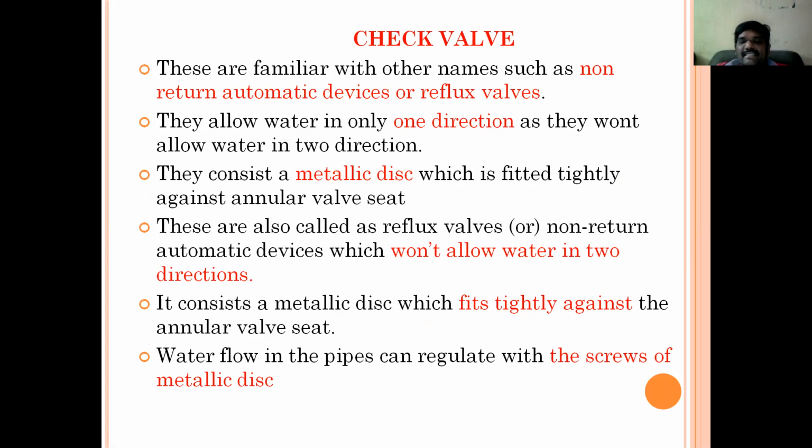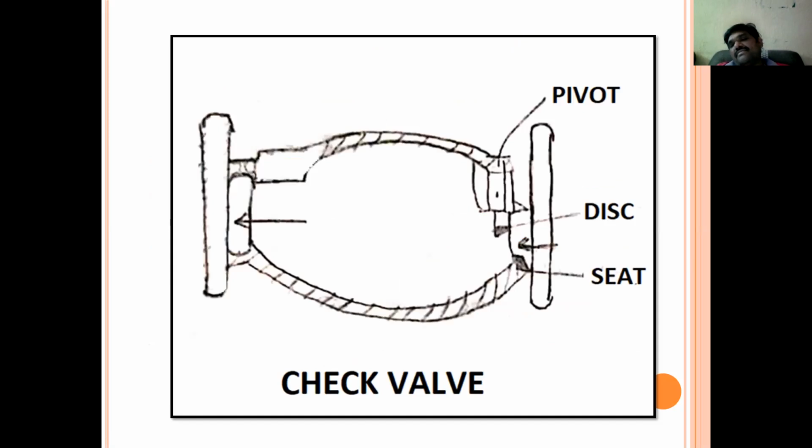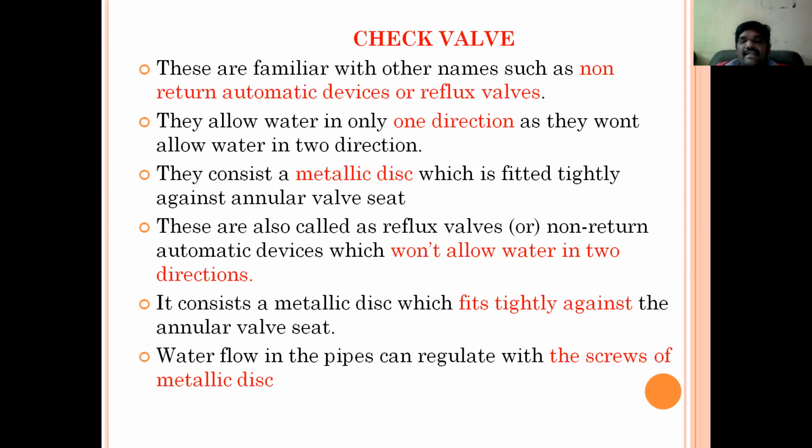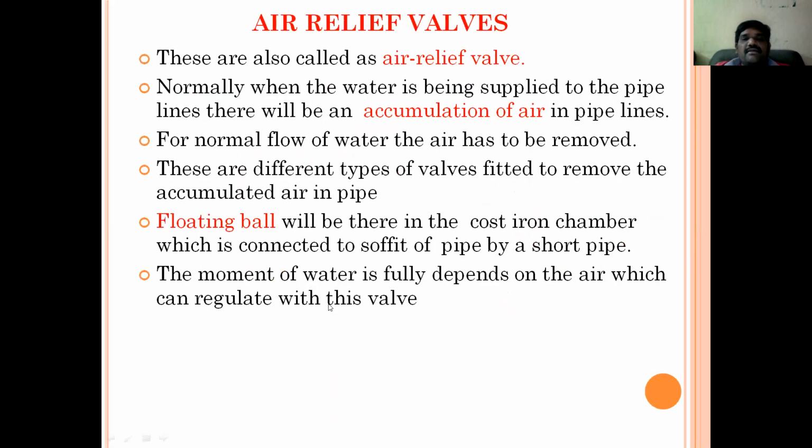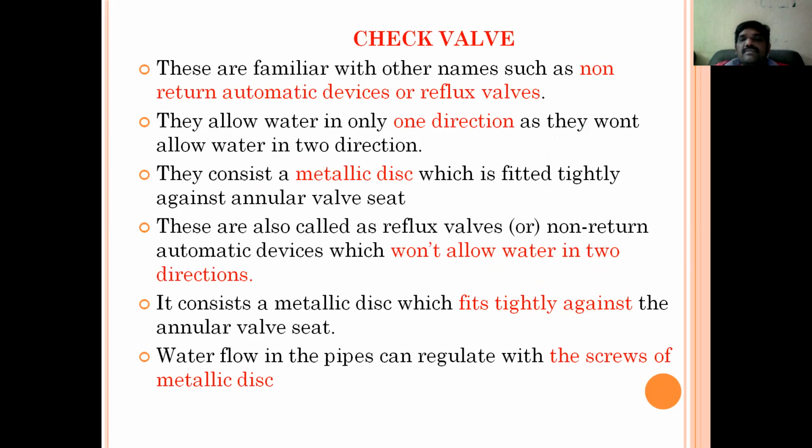They consist of a metallic disc. See, it is a check valve. Here the pipeline will be in the middle, and the disc is here, and it will control the flow. Have a look over here. They consist of a metallic disc which is fitted tightly against the annular valve seat. See here, metallic disc against the annular valve seat. These are also called reflex valves. They won't allow water in two directions. They fit tightly against the annular valve seat.